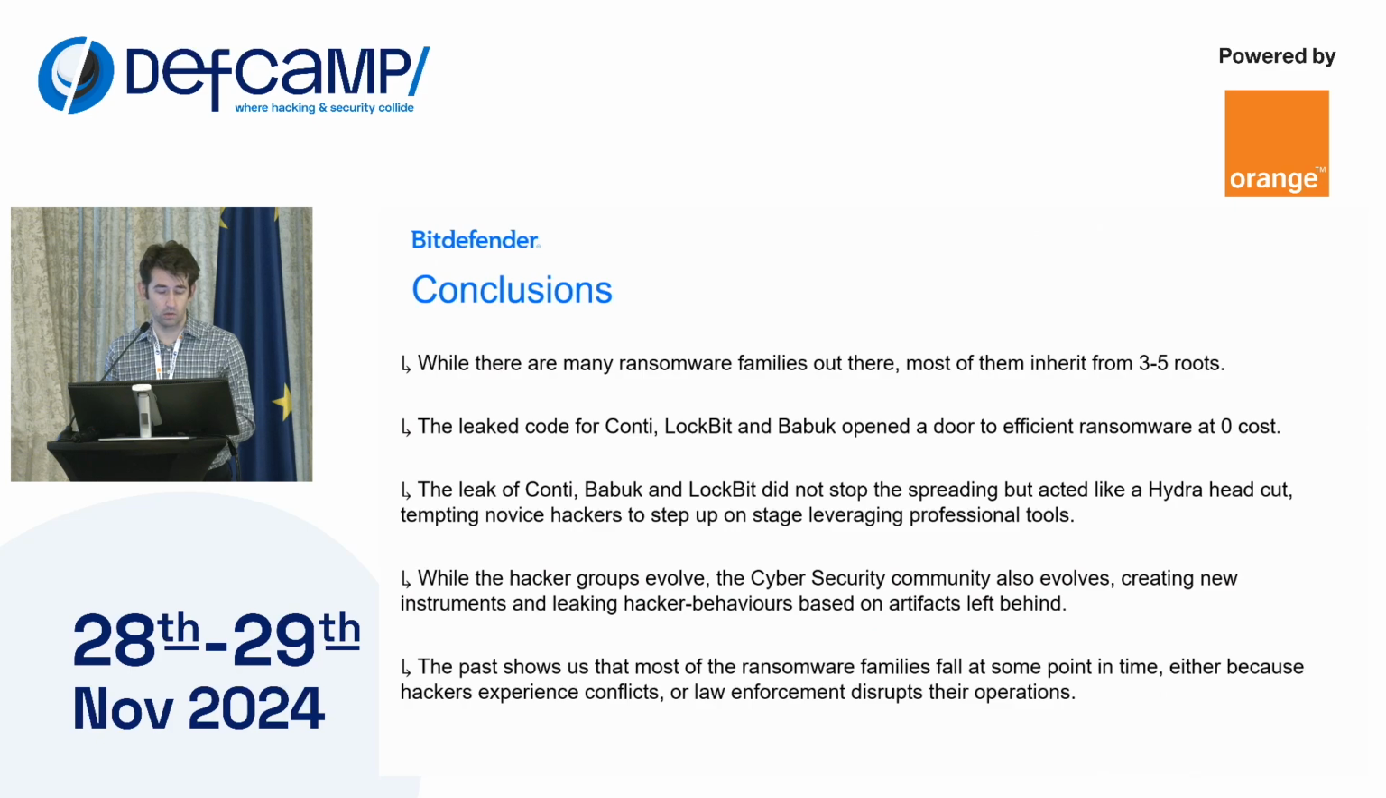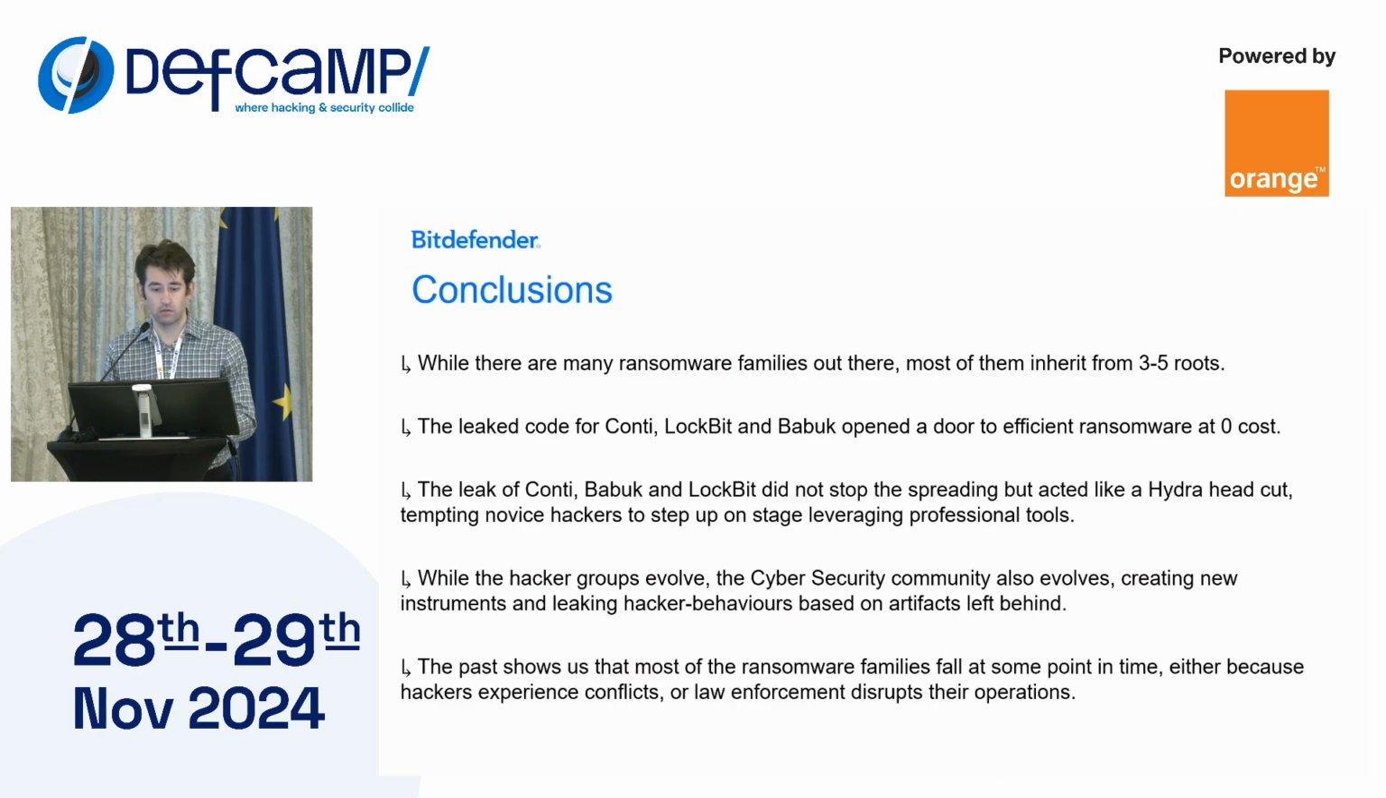Okay. We also have seen that the leaked code, which appeared from Conti, Lockbit, and Babuk, allowed novice hackers to have strong weapons, but they don't have enough skills to operate them. But the weapons actually compensate for their lack of skills. So instead of building vulnerable cryptographic code and allowing us to recover the data, they have strong pieces of code, and we're at a point where we don't have much to do in order to recover this data.